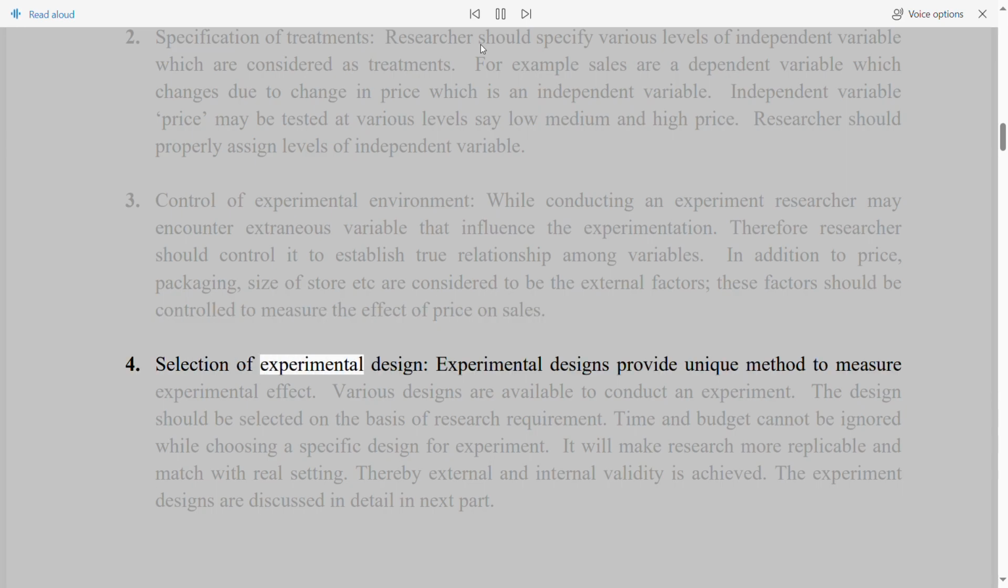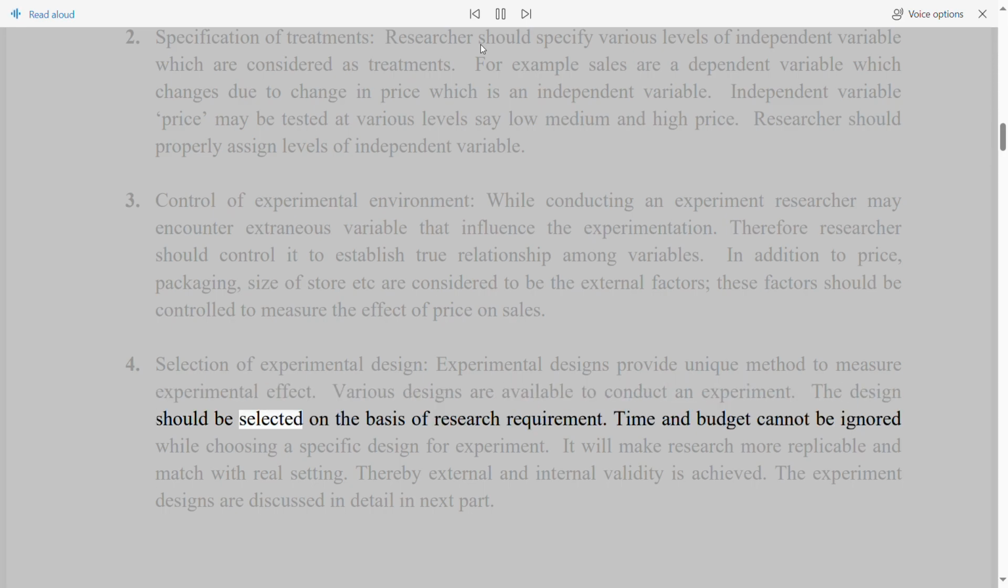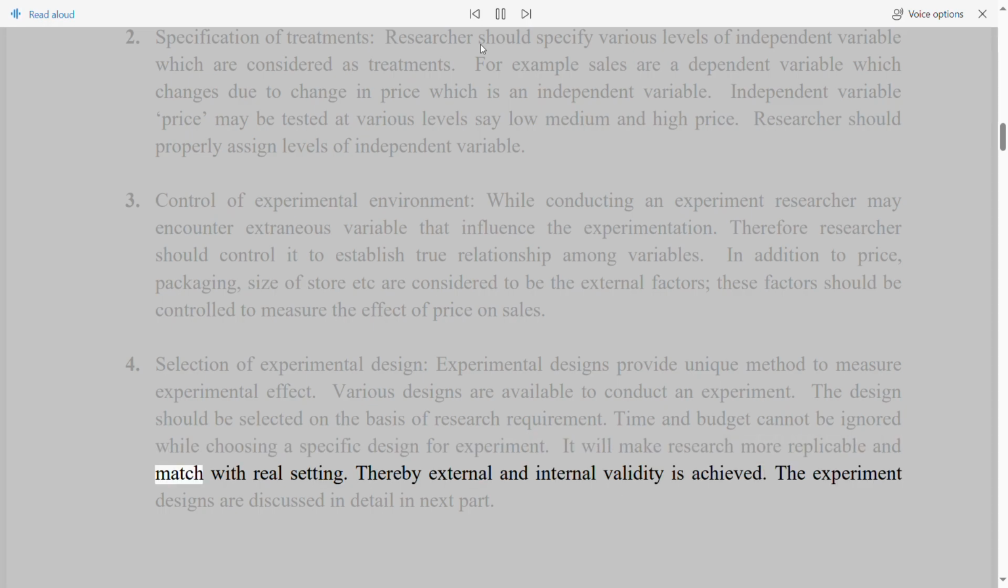4. Selection of experimental design. Experimental designs provide a unique method to measure experimental effect. Various designs are available to conduct an experiment. The design should be selected on the basis of research requirement. Time and budget cannot be ignored while choosing a specific design for the experiment. It will make research more replicable and match with real setting, thereby external and internal validity is achieved. The experiment designs are discussed in detail in the next part.